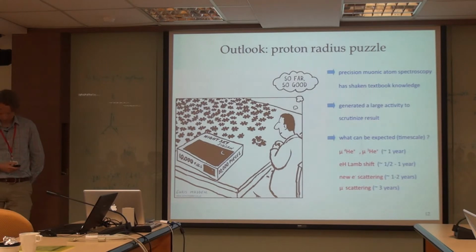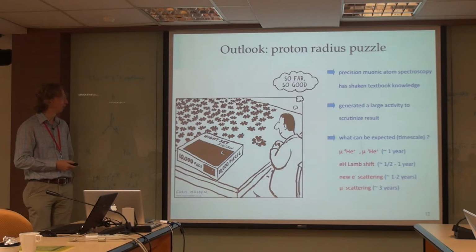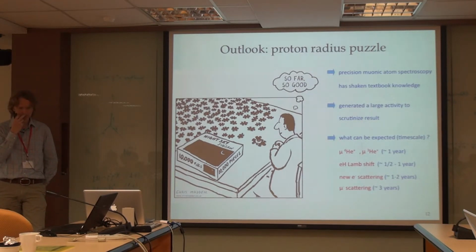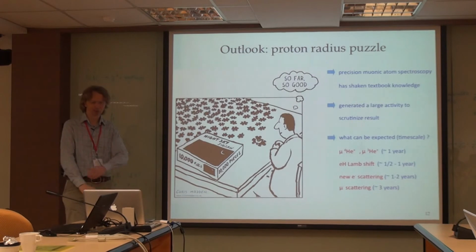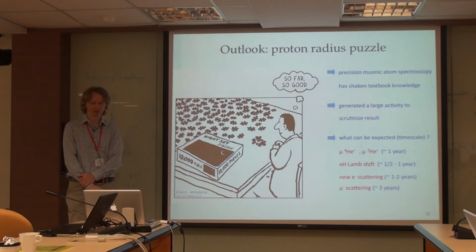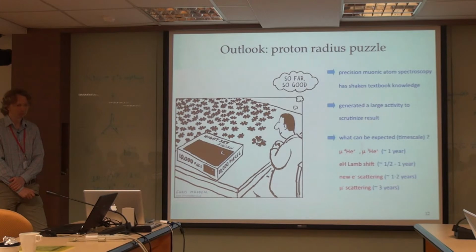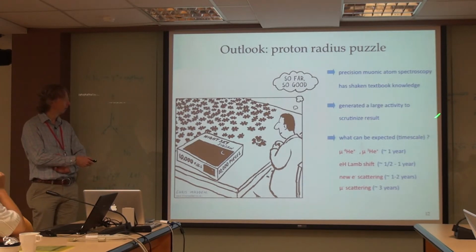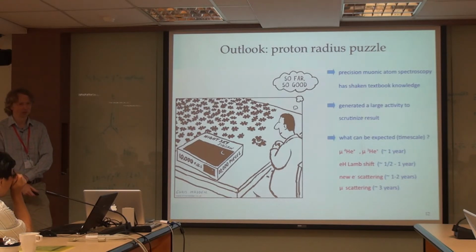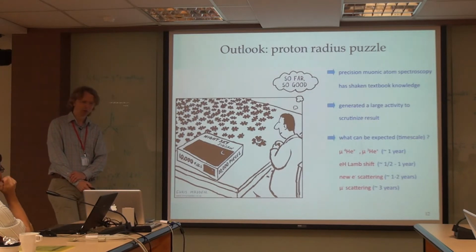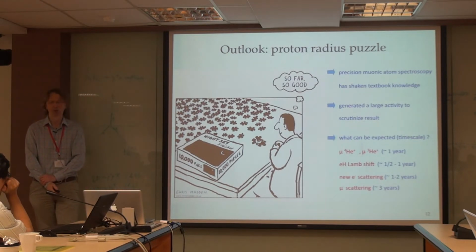So let me just make a summary here of the first part. So this is on this proton radius puzzle. We have seen that the precision muonic atom spectroscopy has really changed our textbook knowledge of the quantity as a proton radius, which was thought to be well understood. And it generated large activity on the theory side to scrutinize the corrections. And from the QED side, I've shown you there's absolutely no doubt.